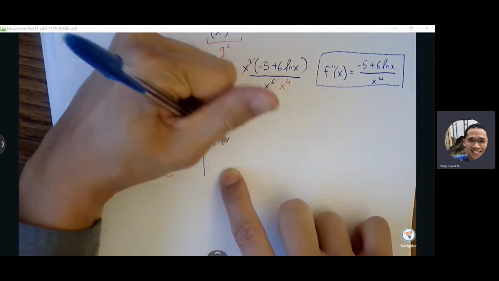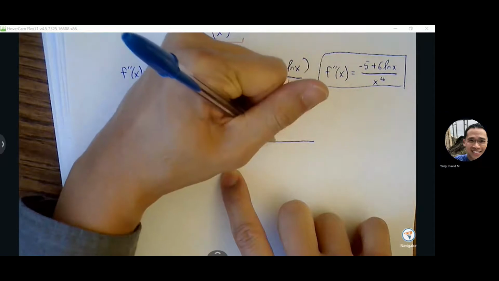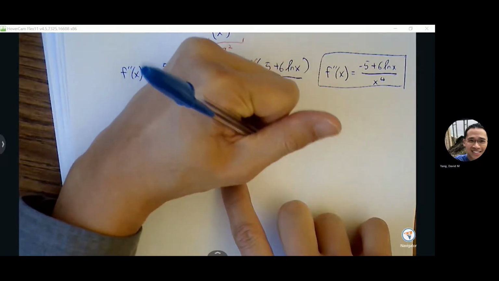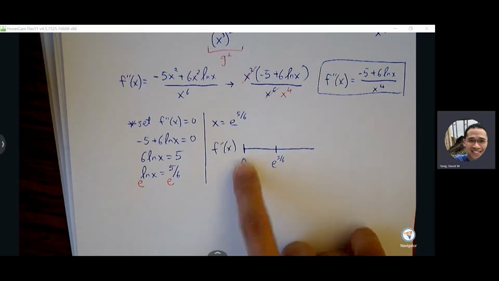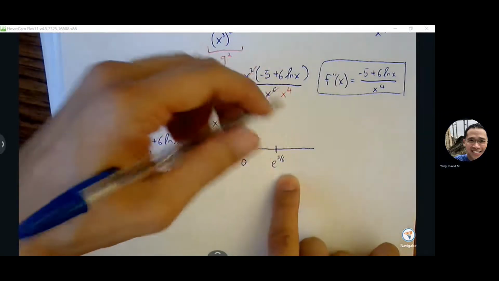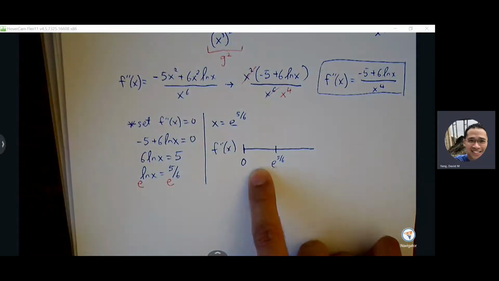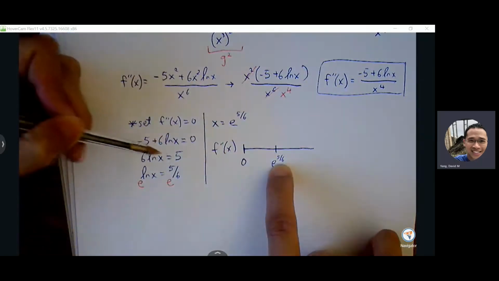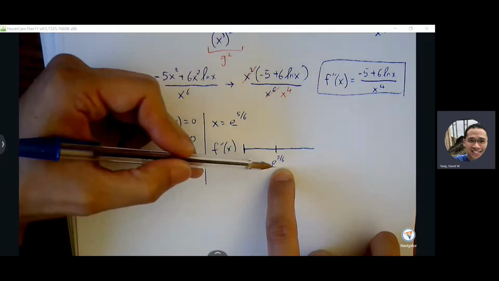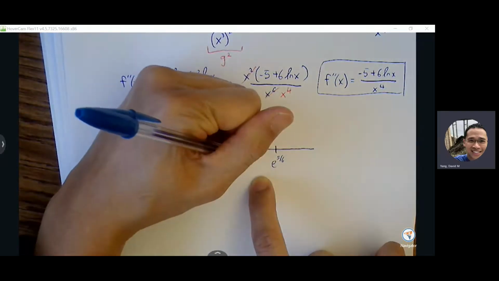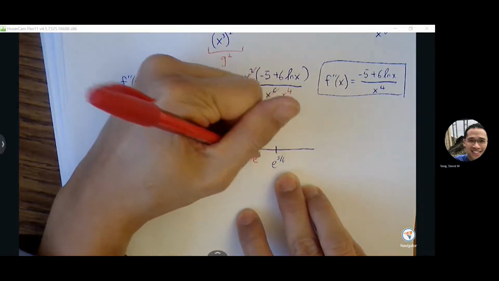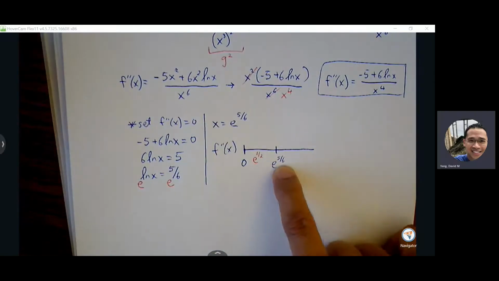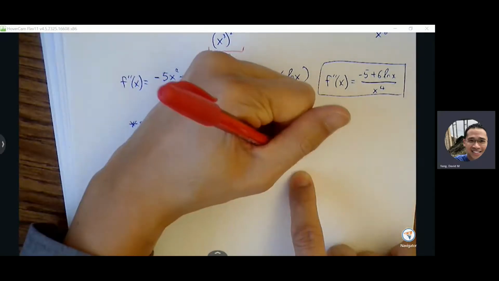We're going to place that onto our second derivative sign line. We already know that 0 is going to be a starting point because natural log can't take anything less than 0. So now we just want to pick values on either side of e to the 5/6. We want to take advantage of the fact that it's easier to evaluate if everything's in terms of e. So less than 5/6 could be maybe e to the 1/2. Because 1/2 is less than 5/6. And anything, I could do e to the first or e to the second.